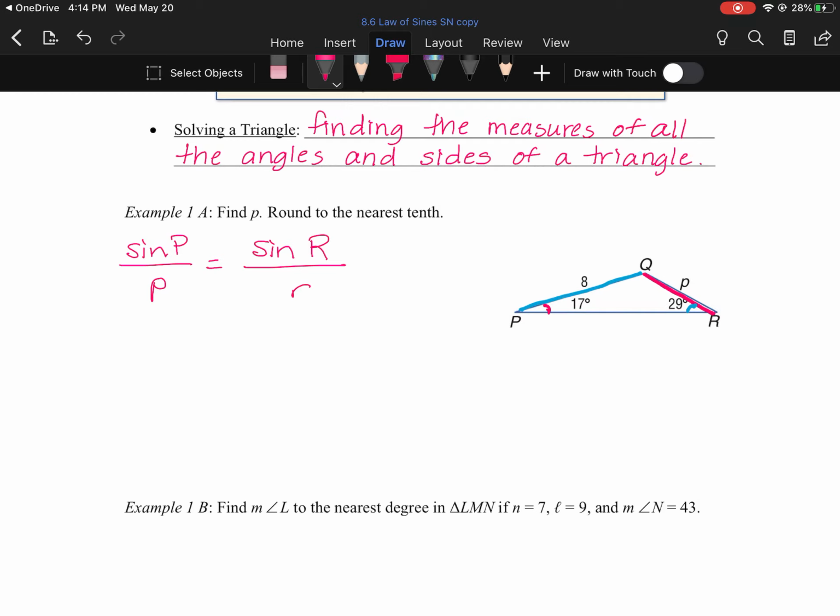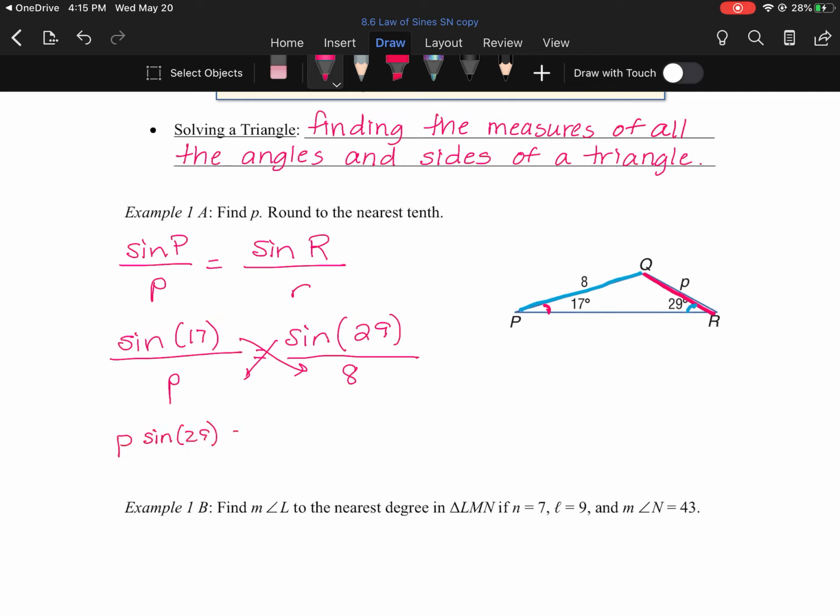So substitute in what we know. The sine of P, well, that's 17. The length, we don't know, so we'll leave that p. The sine of angle R is 29 over the length of r, which is 8. So now we can cross multiply. I'll use my p on this side, so I get p times the sine of 29 is equal to 8 times the sine of 17.